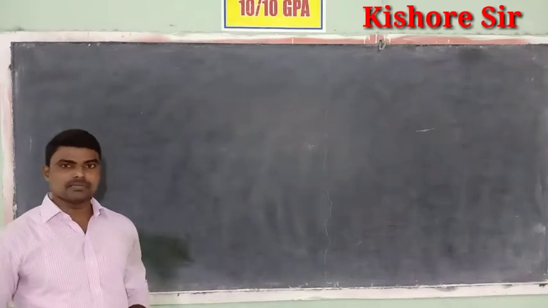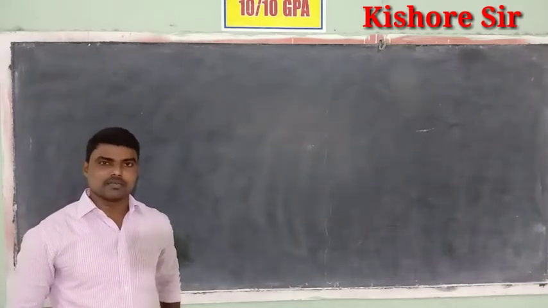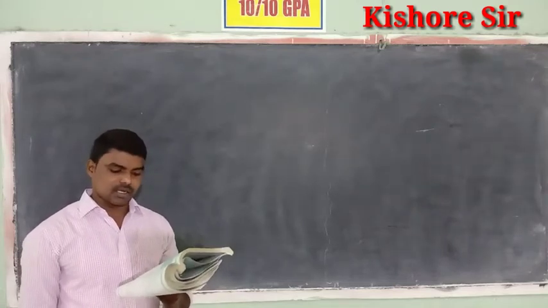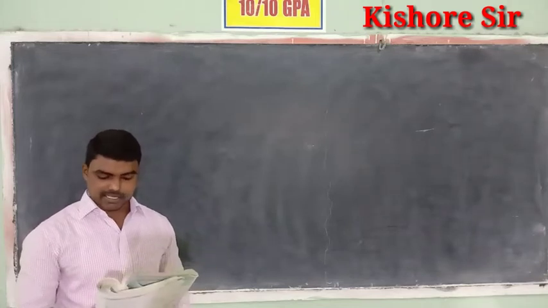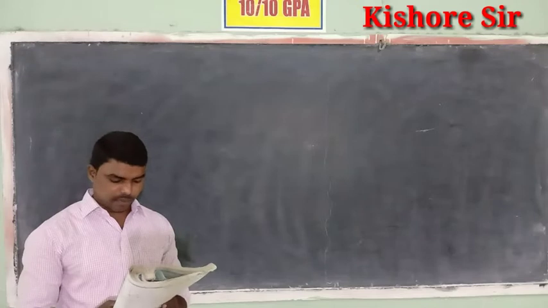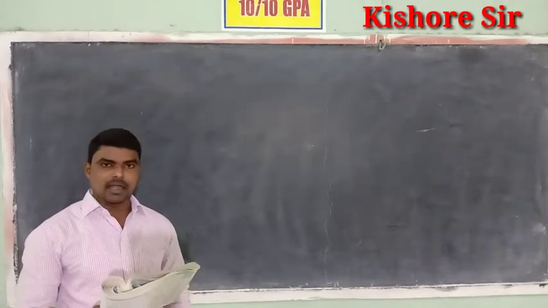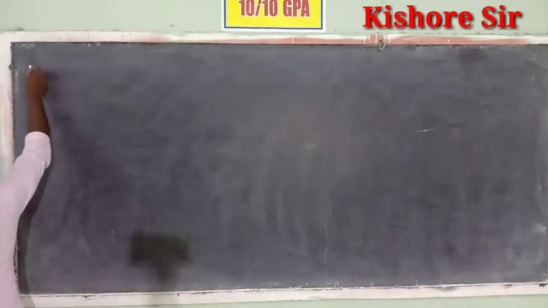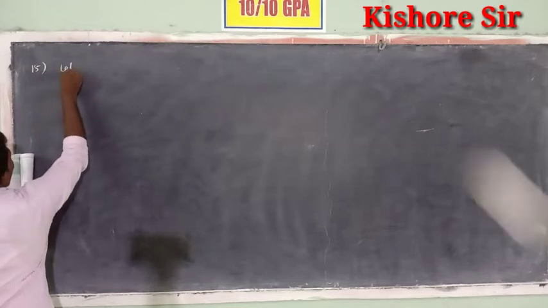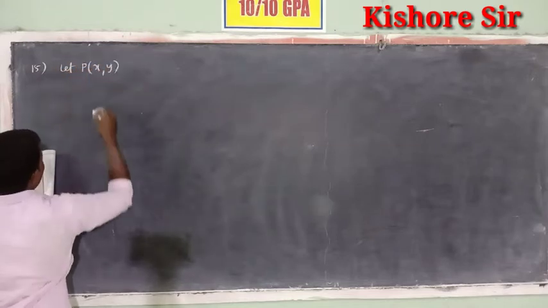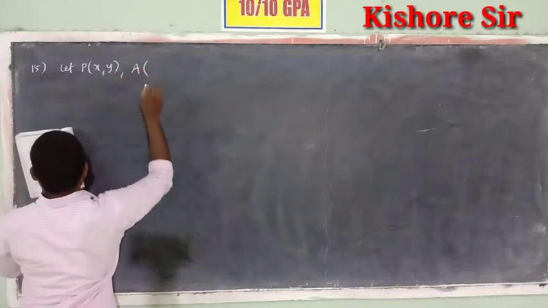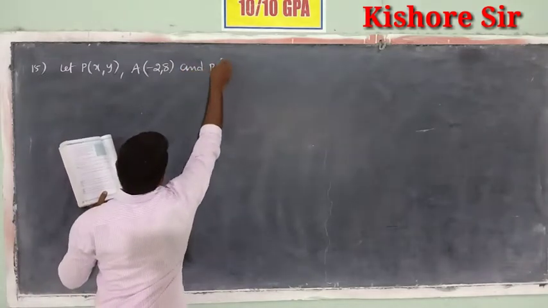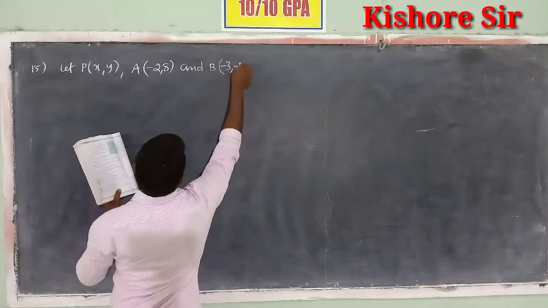In exercise 7.1, the last problem, that is the 15th problem. All of you see the problem. Find a relation between x and y such that the point (x, y) is equidistant from the points (-2, 8) and (-3, -5). So, a total of 3 points are given. Let P be (x, y), and next A is (-2, 8) and B is (-3, -5).